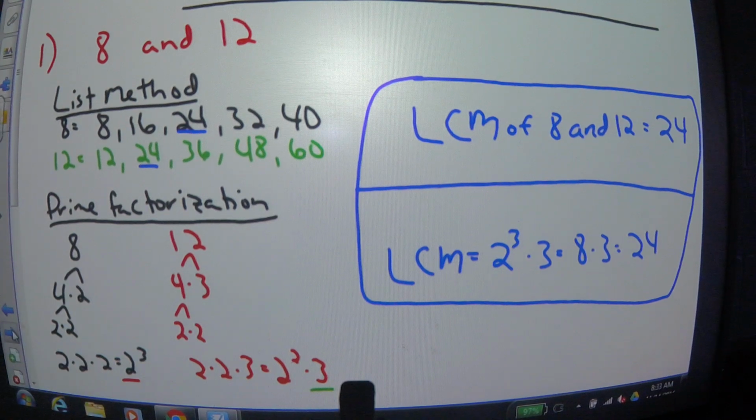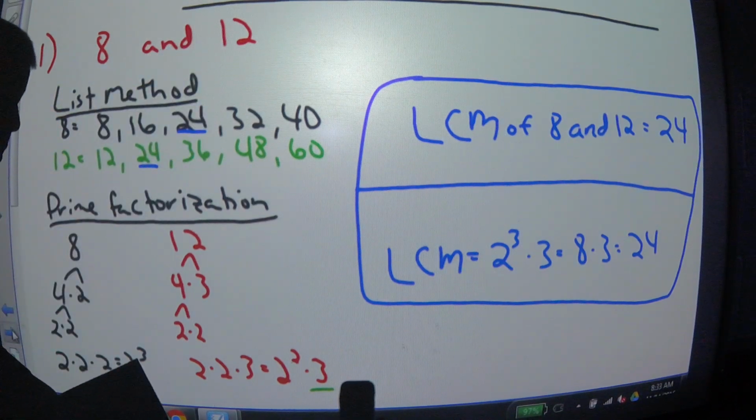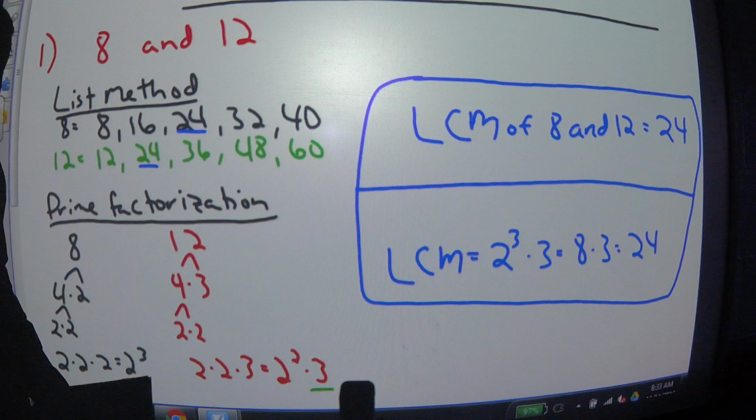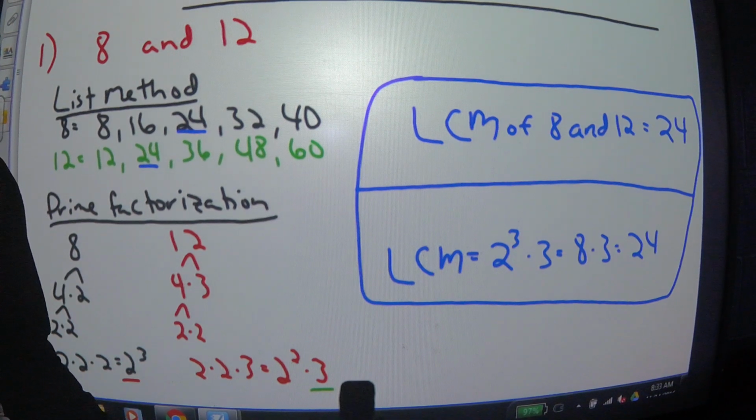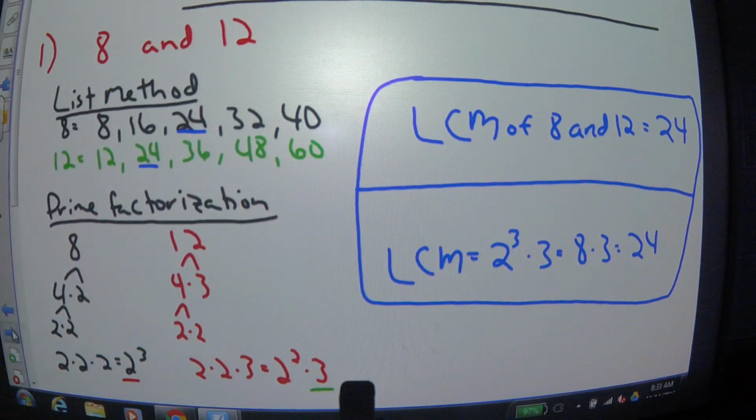There are two different ways that you can do this. You can do a list method, and you can do the prime factorization. I'm going to show you both, but the list method is a lot more intensive because the farther apart your numbers get, the harder it is for the list method to work, because sometimes you have to list so many numbers in order to finally get to it. So we want to make sure that we are using the best method, which to me is the prime factorization, and is also the easiest.